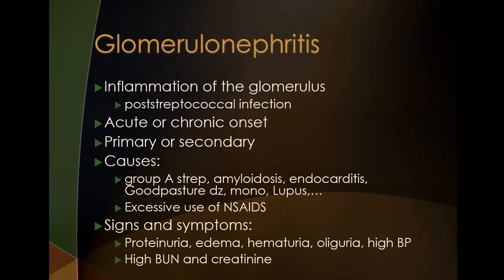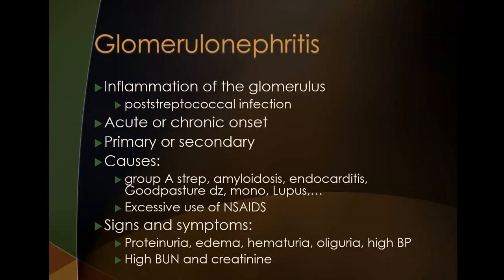Some of the causes of glomerular nephritis are group A strep infection, which is strep throat, amyloidosis, endocarditis, Goodpasture disease, mono, and lupus. And there are many, many more. And excessive use of NSAIDs. NSAIDs are non-steroidal anti-inflammatory drugs, so think of ibuprofen, aspirin, all of that.